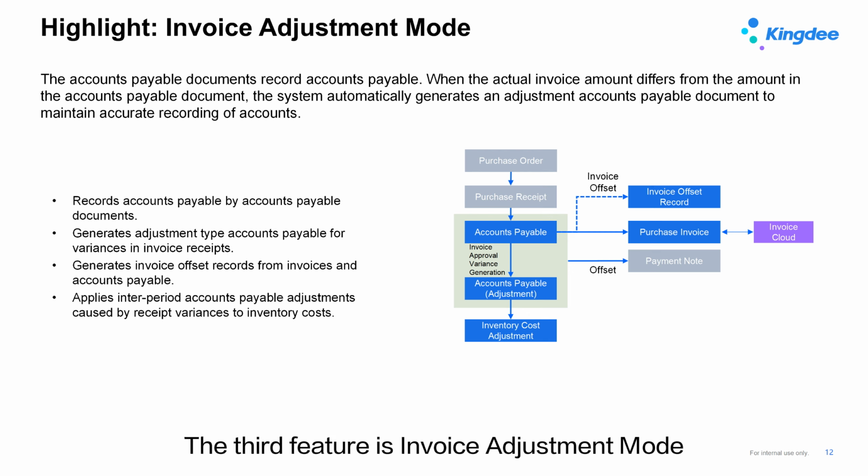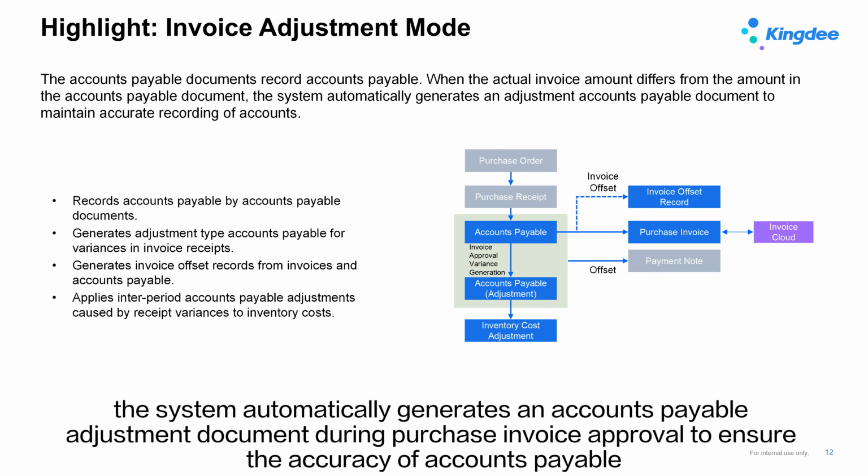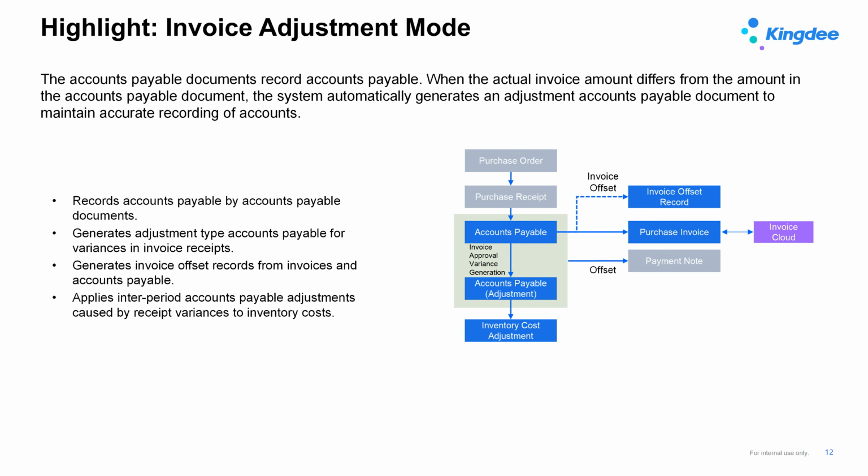The third feature is invoice adjustment mode. If a variance is found after the accounts payable has been confirmed, the system automatically generates an accounts payable adjustment document during purchase invoice approval to ensure the accuracy of accounts payable.